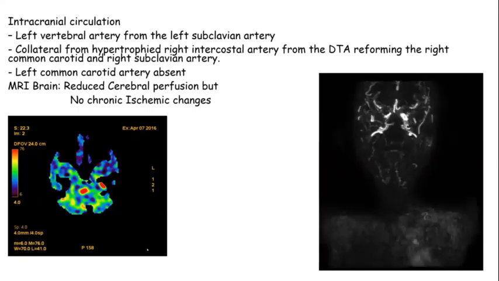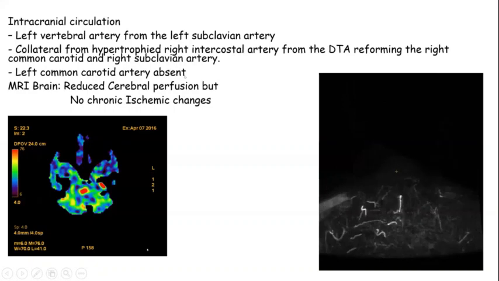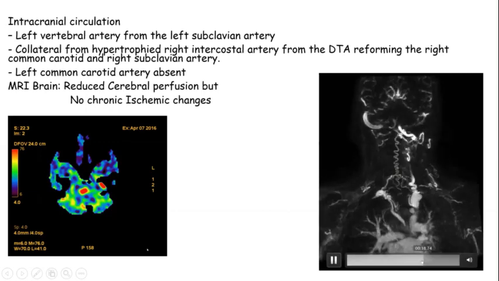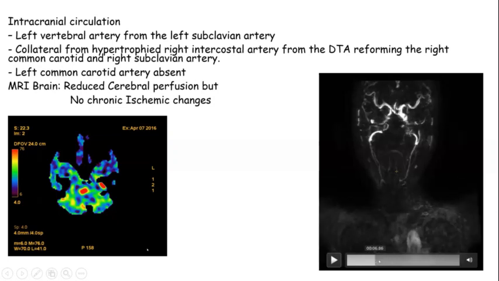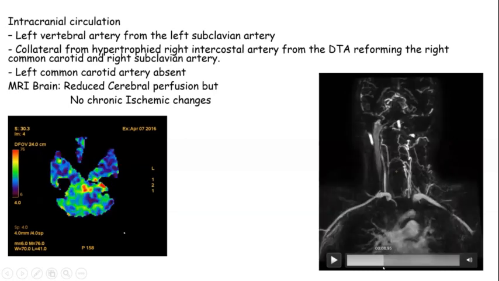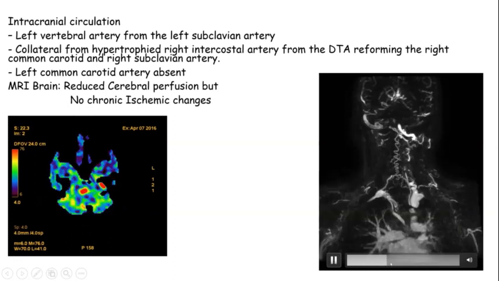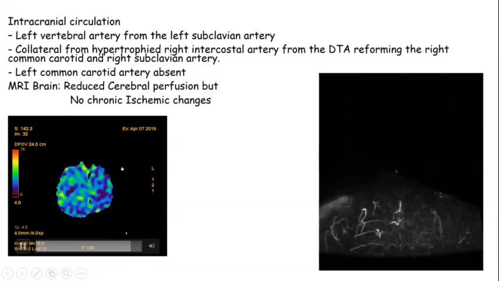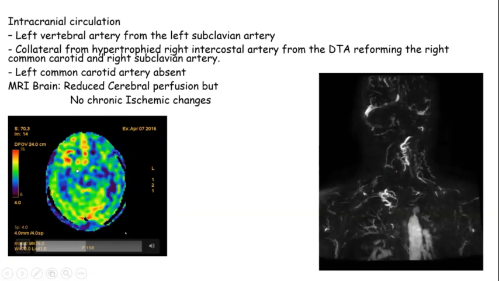The brain circulation was assessed pre-procedure, and we saw that the intracranial circulation was supplied by the left vertebral artery from the left subclavian. As we are seeing in this brain angiogram, there was a collateral arising from the DTA, going up and forming a plexus of vessels in front of the first rib. Distally, it was reforming a small caliber right internal carotid and right subclavian. The left common carotid, as we can see, was absent. The MRI brain perfusion map also showed predominant green and blue areas, indicating reduced cerebral perfusion, but there were no chronic ischemic changes.